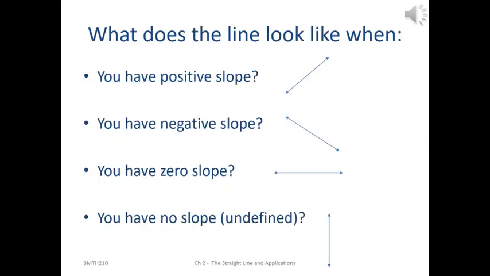If the slope is positive, then the straight line is rising from left to right. If the slope is negative, then the straight line is falling from left to right. If the slope is 0, then the straight line is horizontal. And if we have no slope, which means that the slope is undefined, then the straight line is vertical.